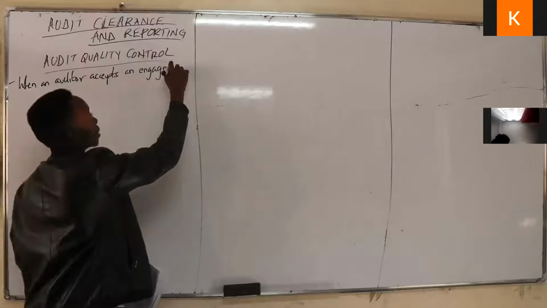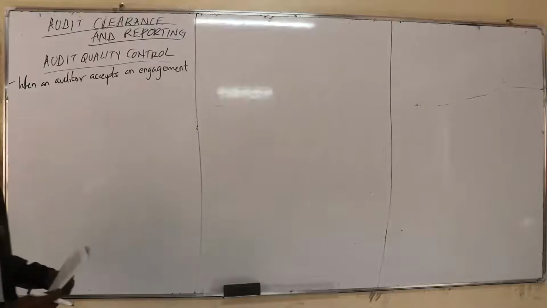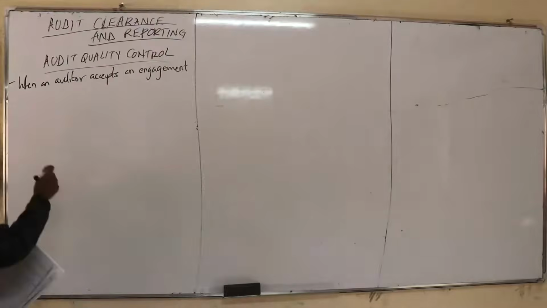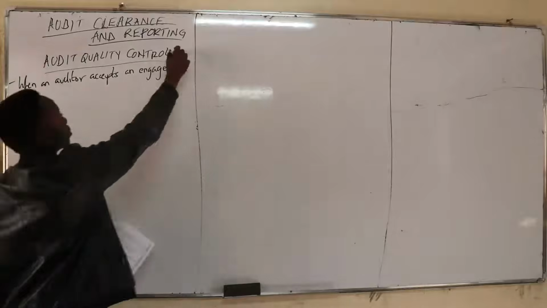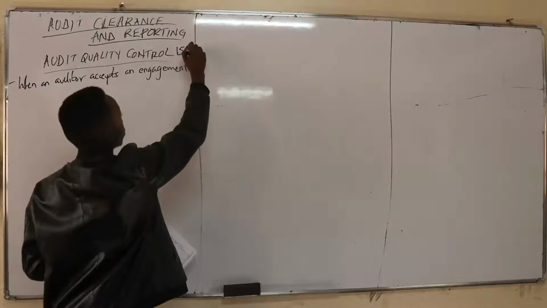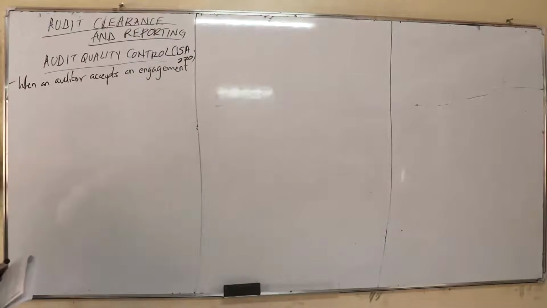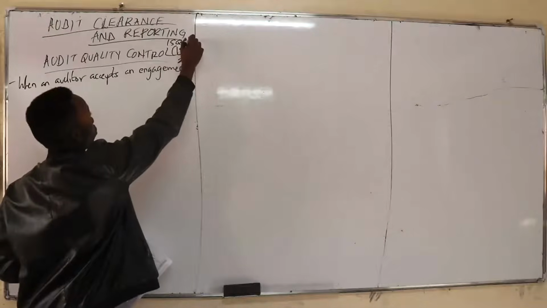For example, when an auditor, so we're looking at audit clearance and reporting. We're saying on the basis of audit quality control, the auditor has to come up with this procedure. So this one is known as the International Standards of Auditing, number 220. And also alongside the International Standards of Quality Control 1.